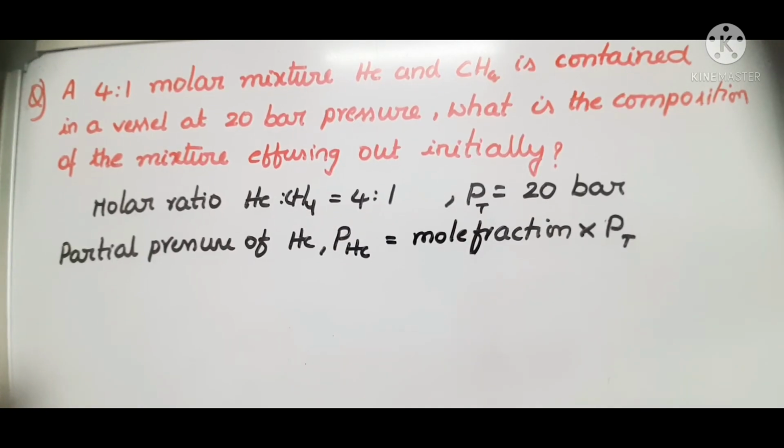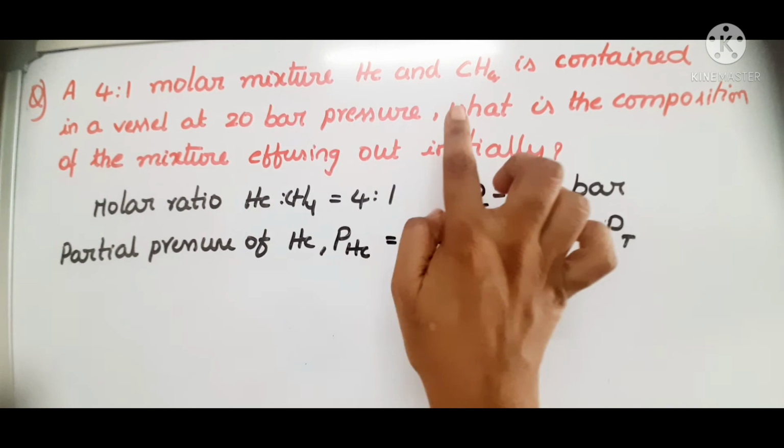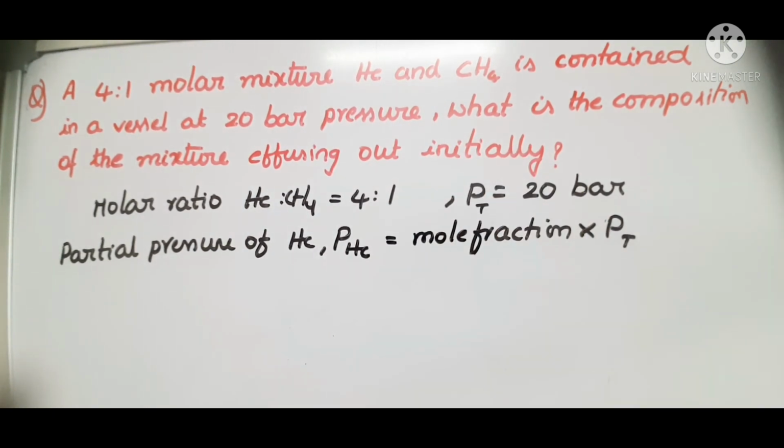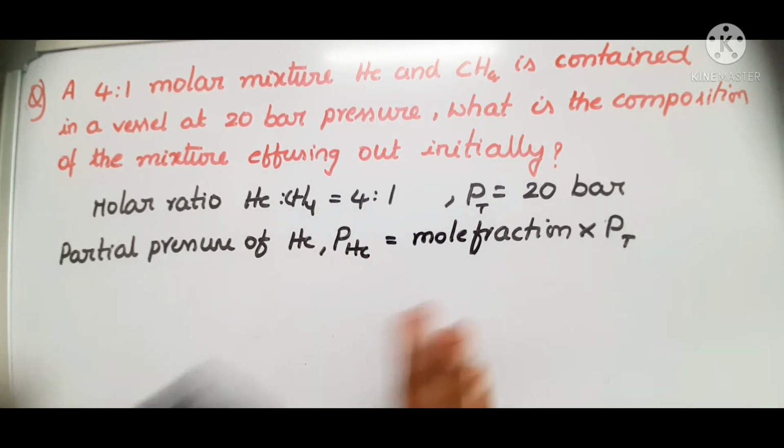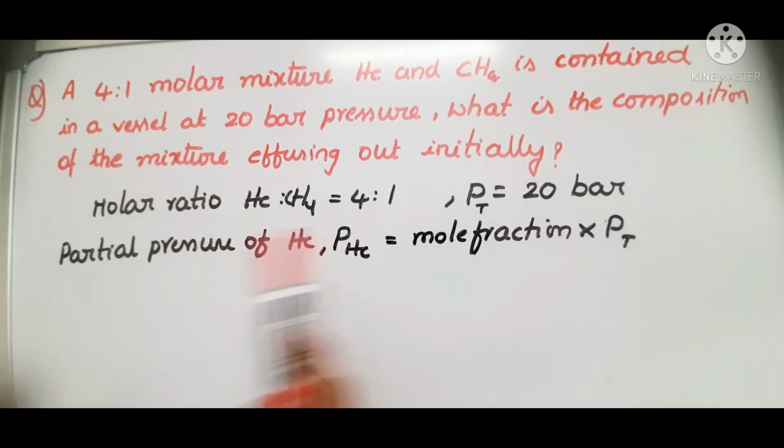Next question. A 4 is to 1 molar mixture of helium and methane is contained in a vessel at 20 bar pressure. What is the composition of mixture effusing out initially? It is somewhat difficult, but when you think, it will be easy. So here in the given data you have one gaseous mixture, that is helium and CH4, at molar ratio 4 is to 1. 4 is to 1 means 4 moles of helium and 1 mole of methane is present in that mixture.